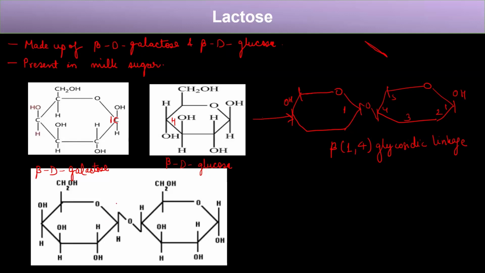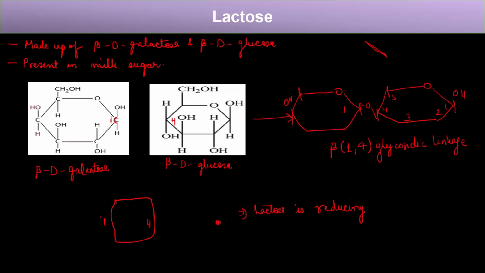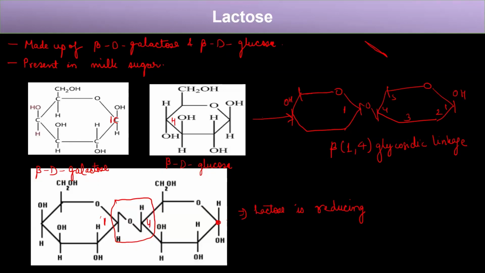This is what I was talking about. This is the bond, the kind of bond that is formed, right? And hence it is a beta 1,4 glycosidic bond, because this is carbon number 1, this is carbon number 4. Again, if you look at the carbonyl carbon, in this case also the carbonyl carbon is free. Since the carbonyl carbon is free, lactose is reducing, right? Okay, so lactose is also reducing.